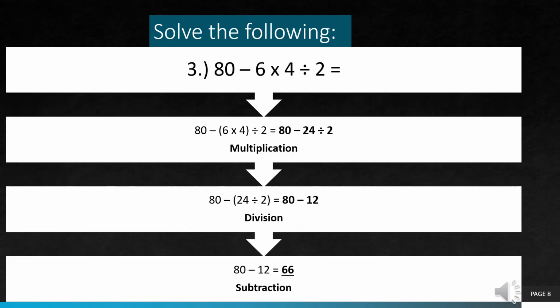3. 80 minus 6 times 4 divided by 2 equals. Let's do the multiplication first. 6 times 4 equals 24. Let's divide 24 divided by 2 equals 12. Subtract the 80 minus 12 equals 66 is the final answer.